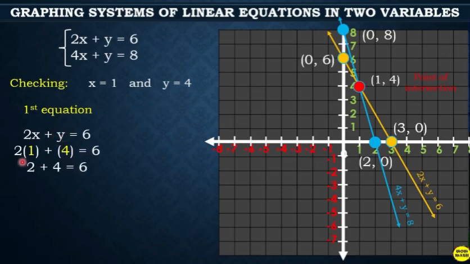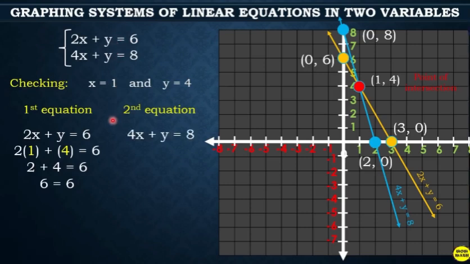Okay, so 2 times 1, that is 2. And then, bring down 4. So, 2 plus 4, that is 6, equals 6. So, they are equal. So, therefore, the solution (1, 4) satisfies your first equation. Let's have the second one. Dapat kasi sa dalawang equation siya mag-satisfy. Hindi lang po dito. Okay? Kasi system sila. Magkasama sila.